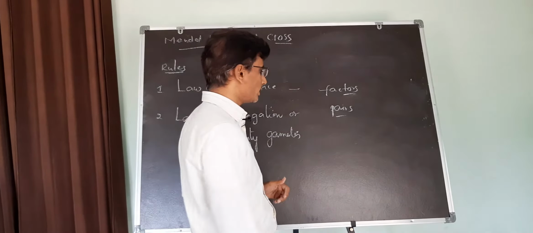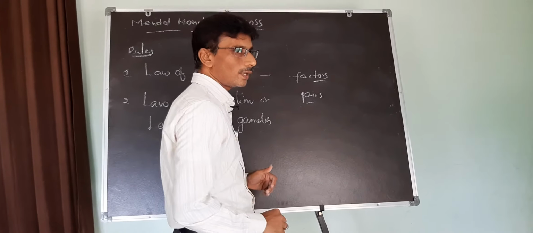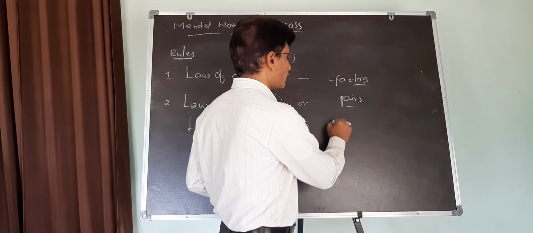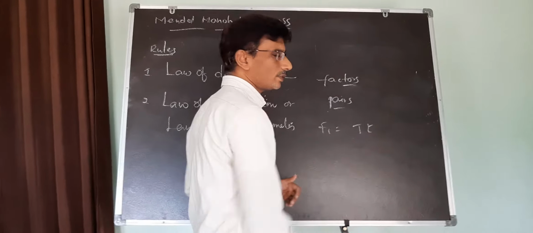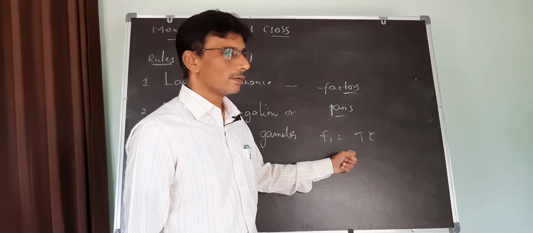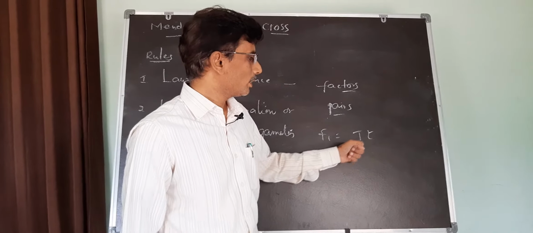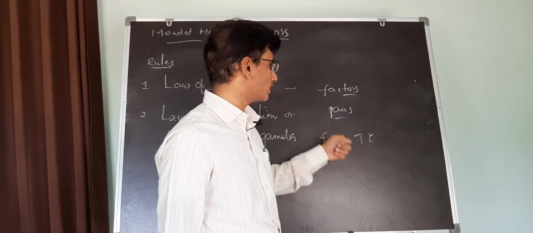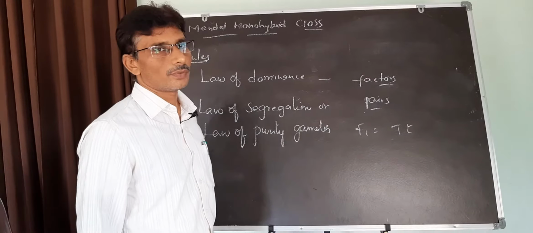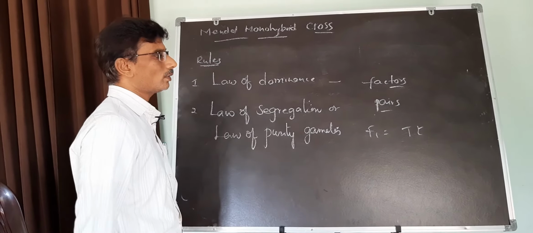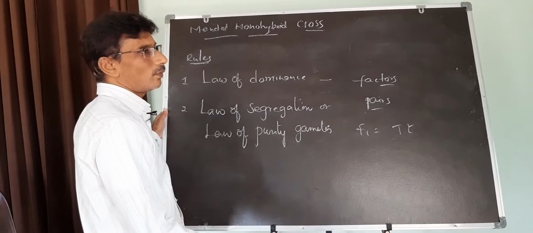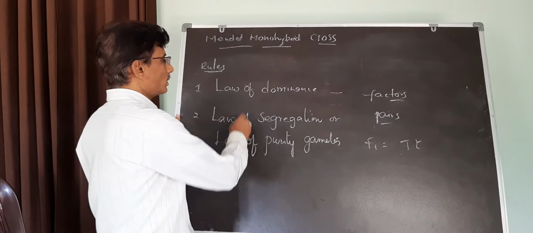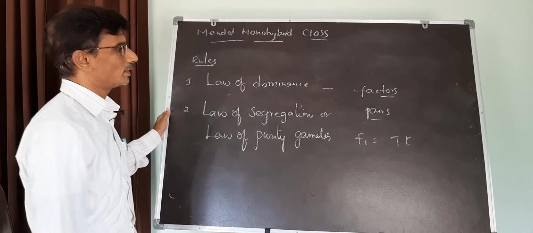So in heterozygous condition, one allele dominates the other allele. For example, in the F1 generation, all are heterozygous. The tall allele, or the tall gene, mainly dominates the dwarf gene, or the dwarf allele. So this is called the law of dominance. One allele dominates the other, or one gene form dominates another form of the same gene, that is called the law of dominance.